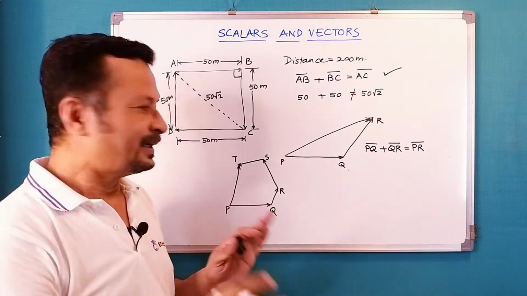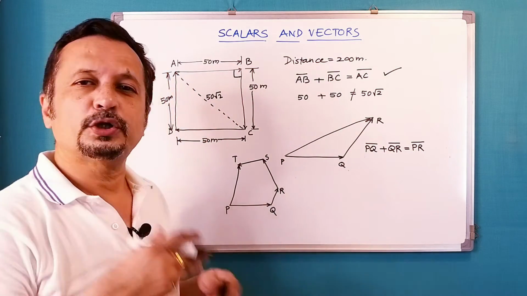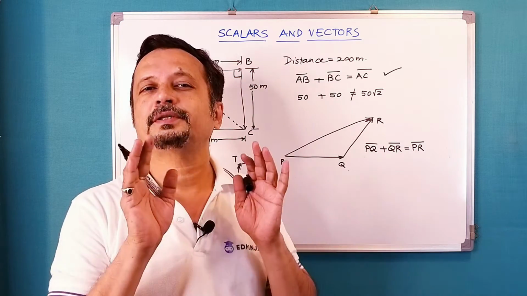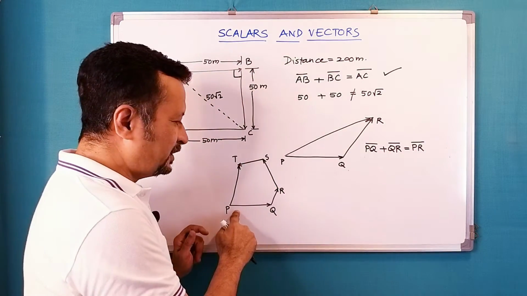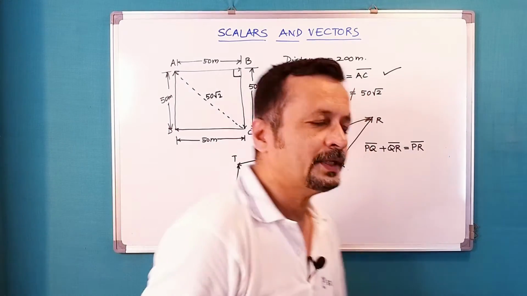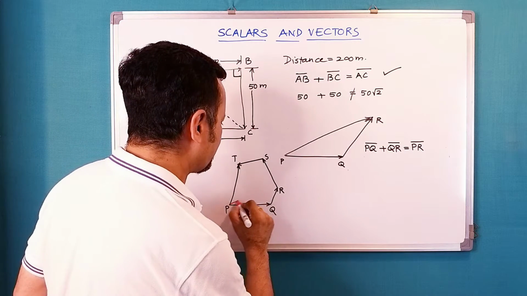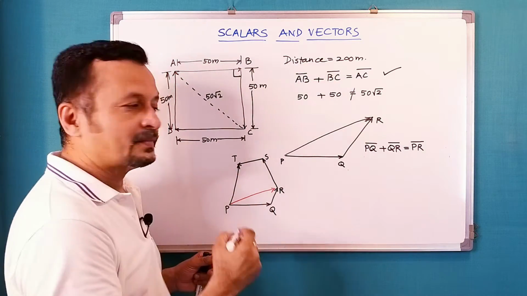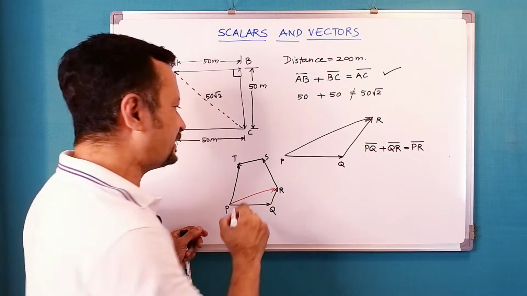Basically, this law would be called triangle law of vector addition, and this law would be called polygon law of vector addition. Now polygon law of vector addition is a special case of triangle law. I'll tell you how. My initial two vectors are PQ bar and QR bar, right? So I'll find the resultant of PQ bar and QR bar, that would be here. Next vector is RS bar. So now I'll take PR bar and RS bar and take the resultant of them.